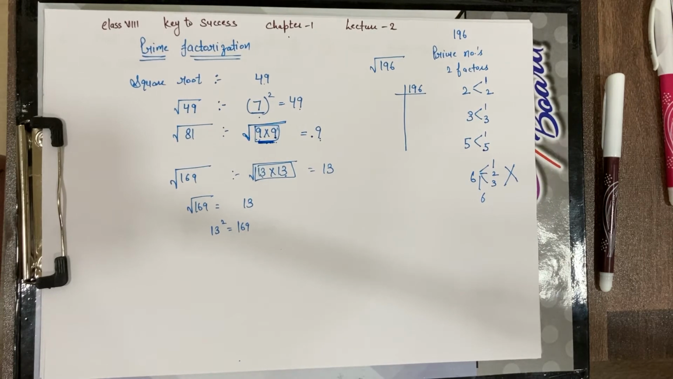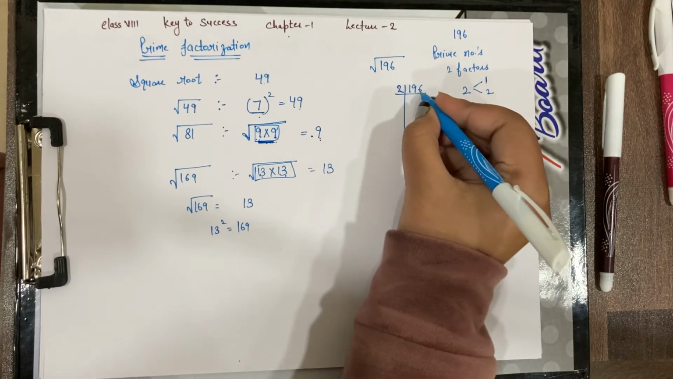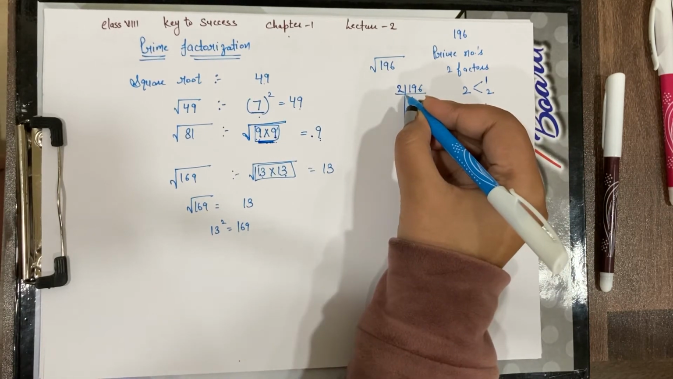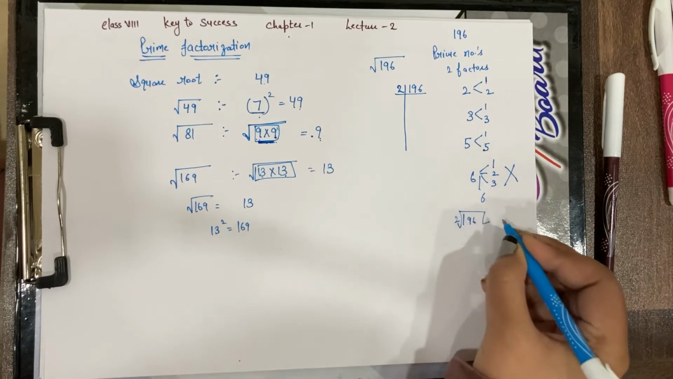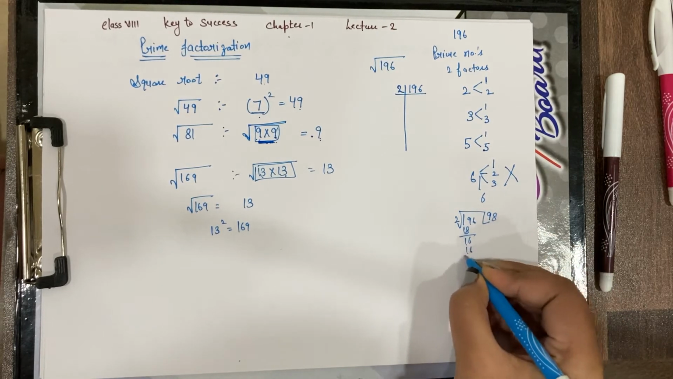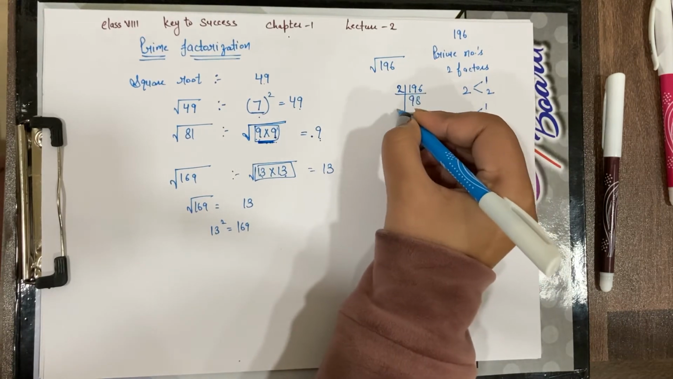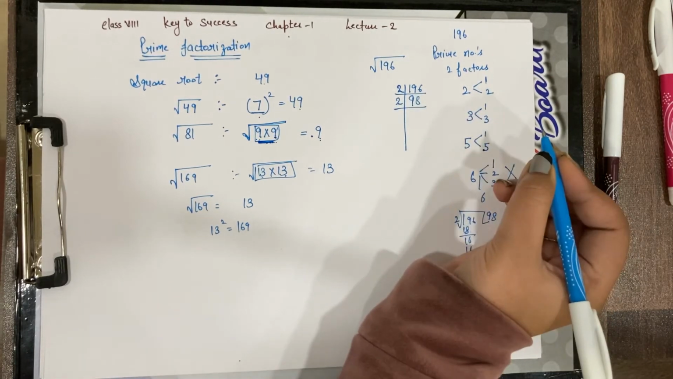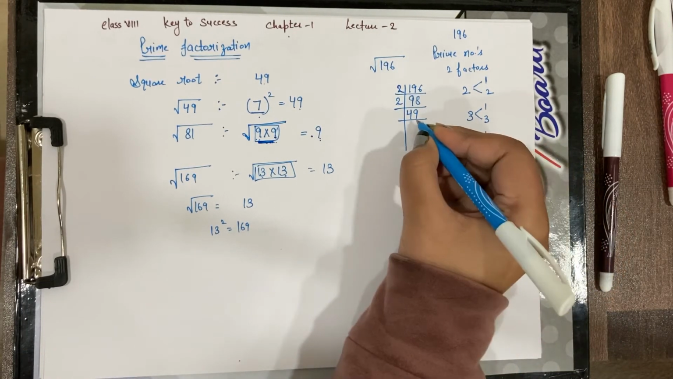So let us start the prime factorization of 196. First of all, as 6 is an even digit, we know it is divisible by 2. So 2 is a factor of it. 196 when divided by 2, what do you get? 98. So you will be writing 98 here. Now find a prime factor of 98, again on the table of 2. Now find the prime factor of 49.